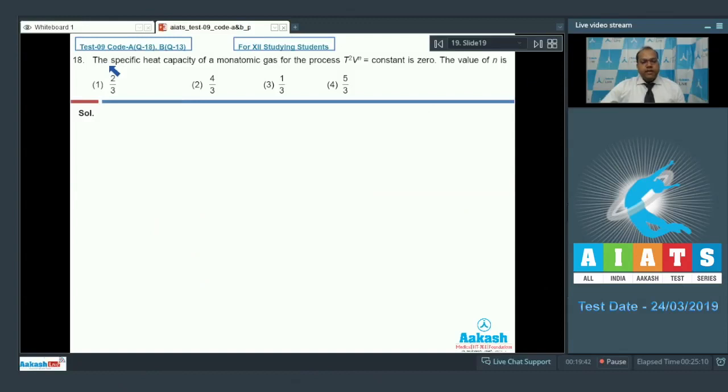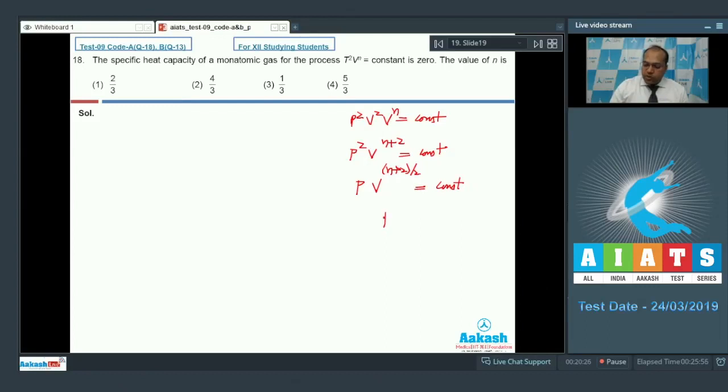In question number 18, the specific heat capacity of a monoatomic gas for the process T square V raised to the power n equal to constant is 0. The value of n is. We know that this is an ideal gas, as in our syllabus only the ideal gas is given. So we can write it as P square into V square into V raised to the power n is equal to constant. So P square into V raised to the power n plus 2 is equal to constant, or P into V raised to the power n plus 2 divided by 2 is equal to constant.